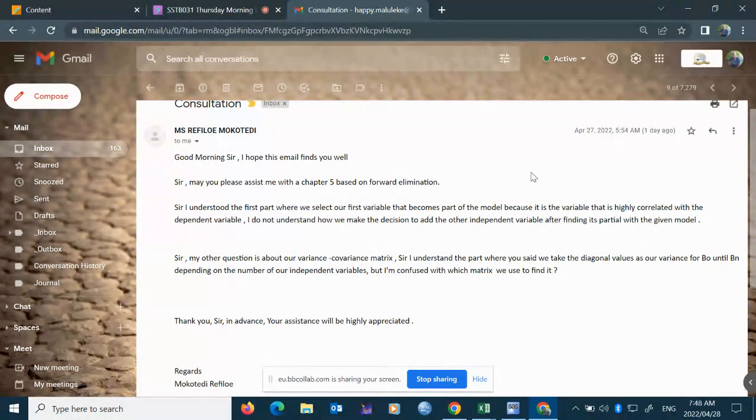Suppose the one which followed was x5. Now to bring in the third one, you will find the partial coefficient of determination again by doing what? R squared of x1 given x5 and x10, which are already in the model. You find the value, you calculate again r squared of x2 given x5 and x10 are already in the model. Like that, you do the comparison, and from there you check which one is having the highest. You enter it in the model. Did I answer your first question, Refilwe?